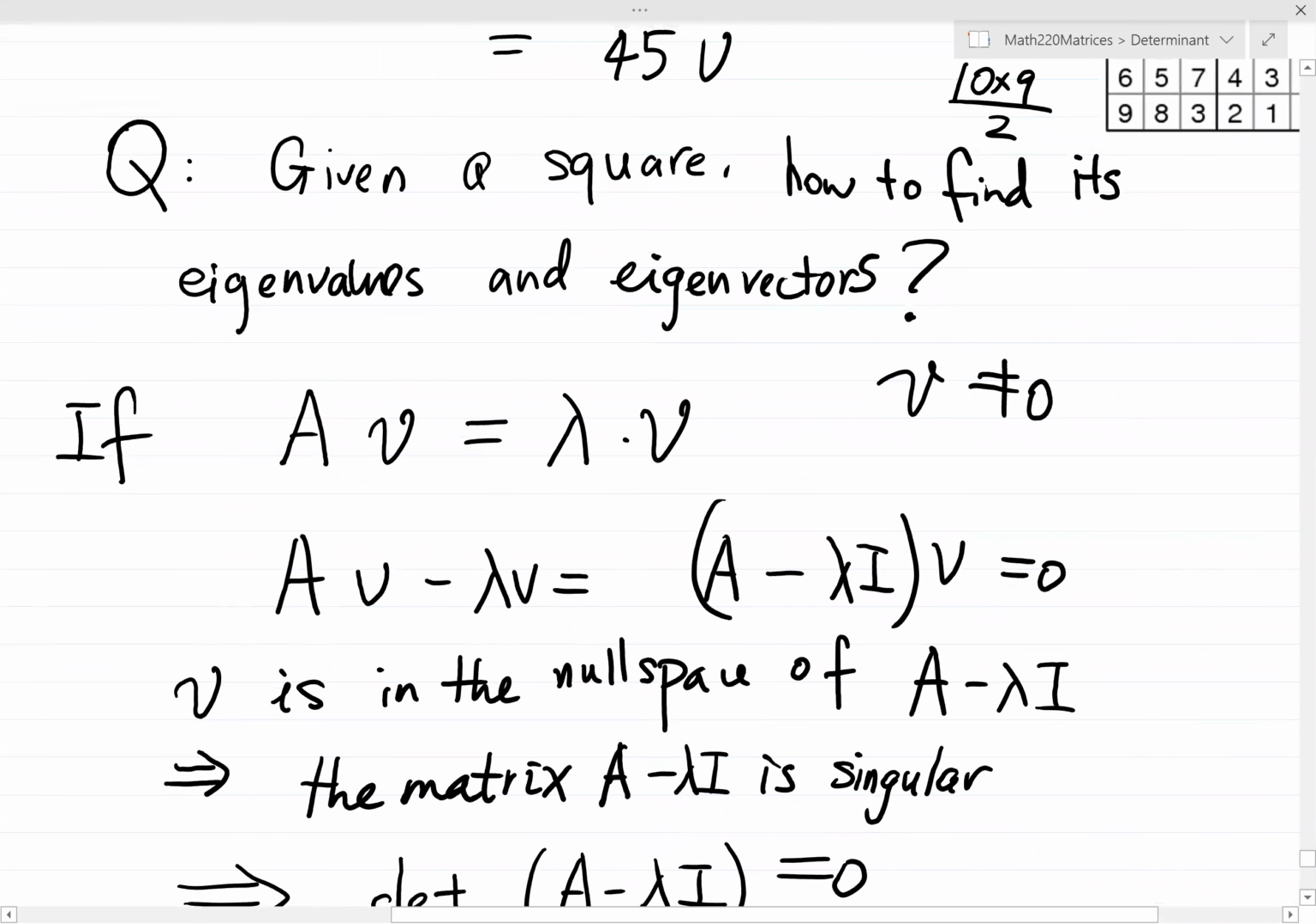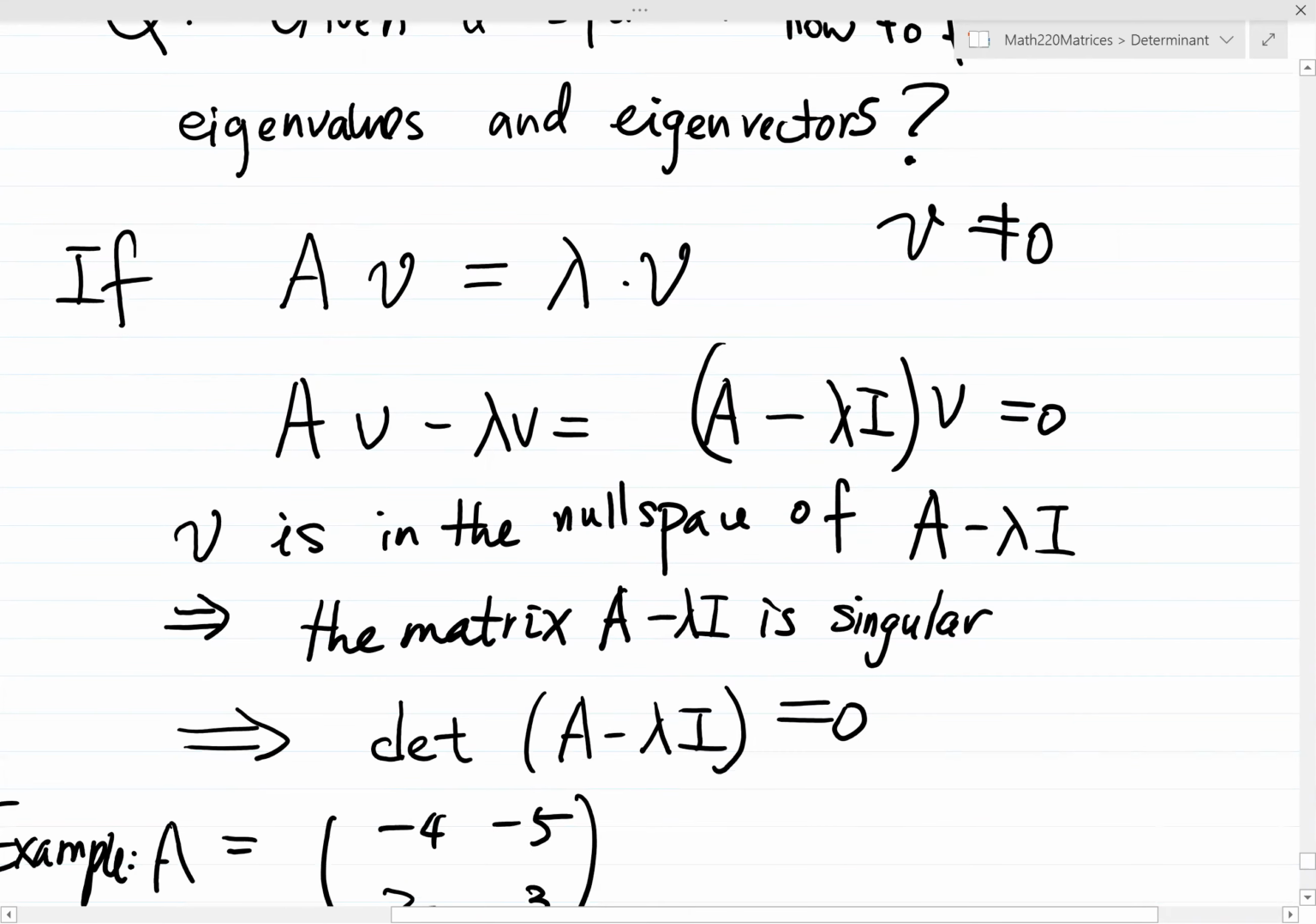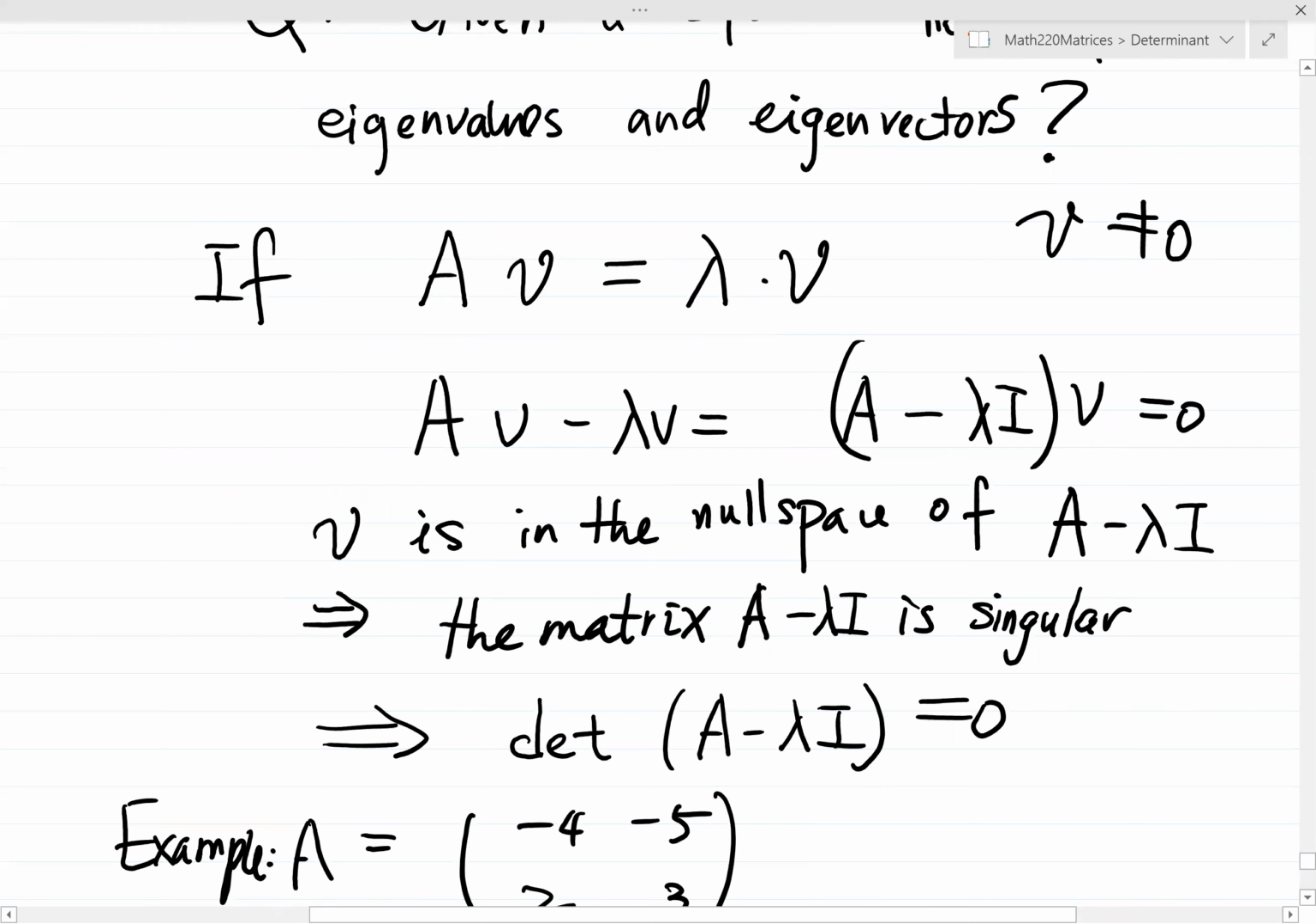Now if we have a general matrix, how do we actually find its eigenvalues and eigenvectors? We use the following. Remember, an eigenvector is by definition a non-zero vector. We don't want zero because zero is trivial. So if AV equals lambda V with V a non-zero vector, then V is an eigenvector with eigenvalue lambda.